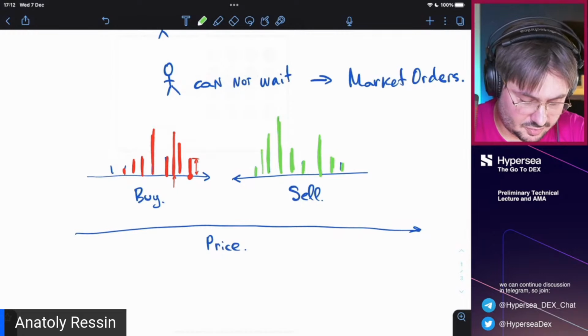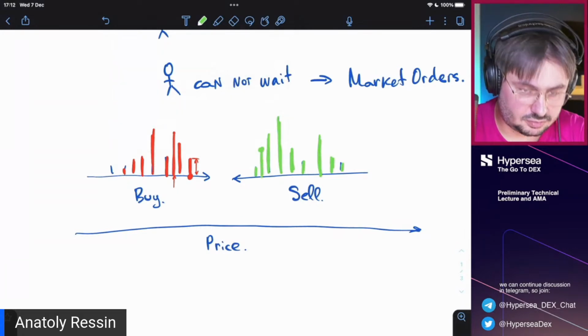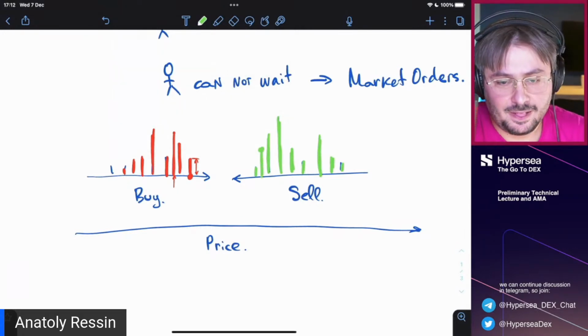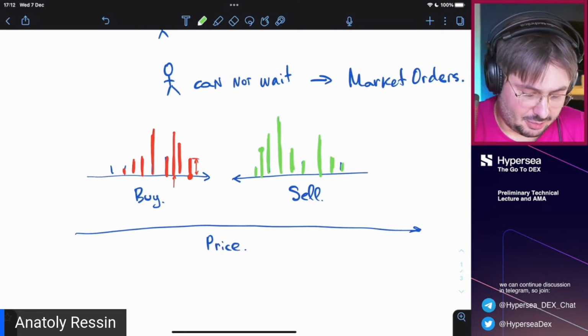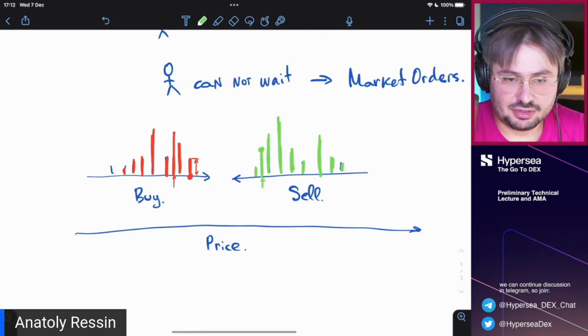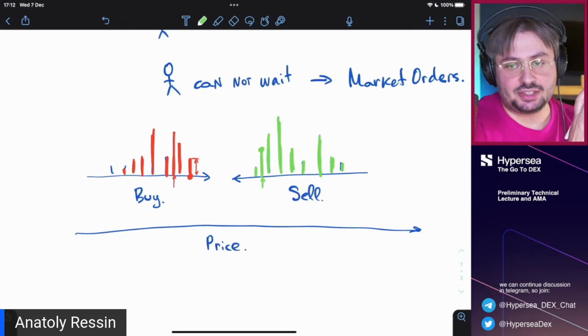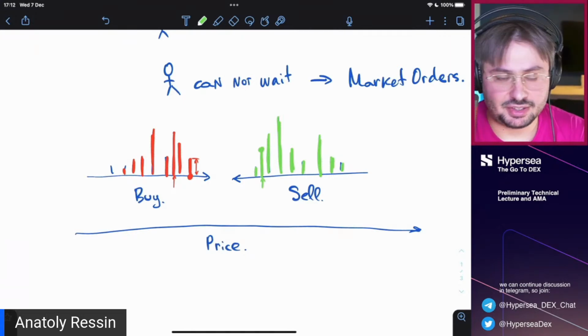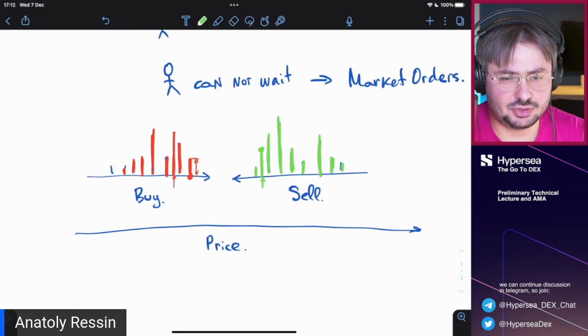So for example, if somebody wants to sell at this position, then the DEX just finds the place in the queue where the user will be placed, and his order just sits there.